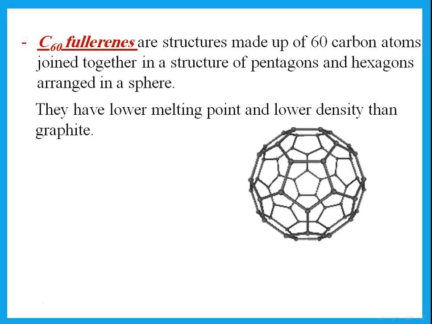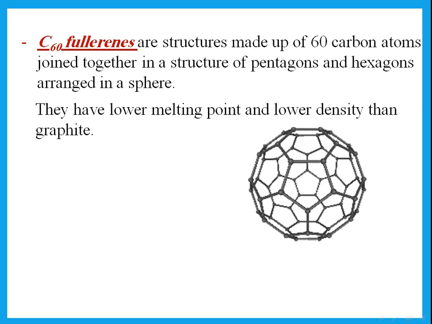Another form of carbon is fullerene, and fullerene is a structure that looks like a football, and it is made up of only 60 carbon atoms. So actually it's a small molecule. It's not a huge molecule like diamond and graphite. Diamond and graphite have many carbon atoms. Fullerene has only 60 carbon atoms.